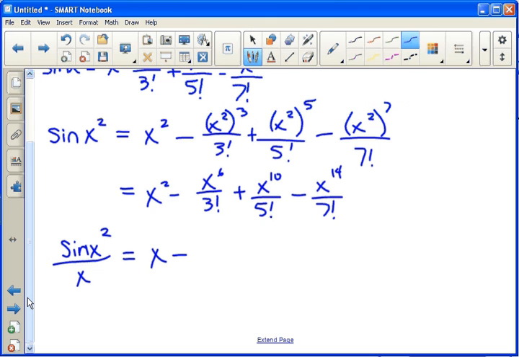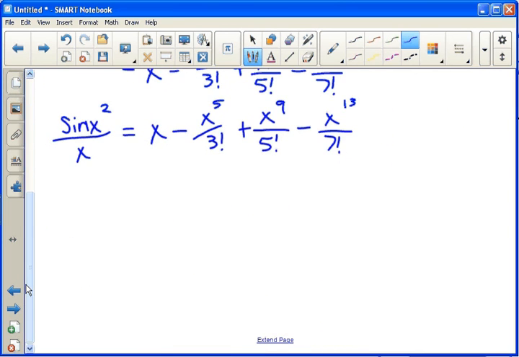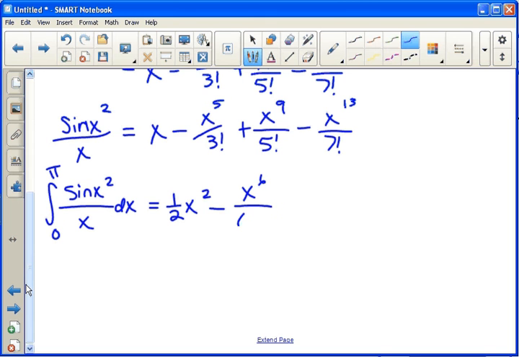Okay, so we've made the function look like it needs to. Sine of x squared over x, which is what they have right here. The next step is to take the integral of that. So we take the antiderivative of this function. So add 1 to the exponent, divide by that number. Add 1 to the exponent, divide by that number. Add 1 to the exponent, divide by that number. And we're doing this all from 0 to pi.